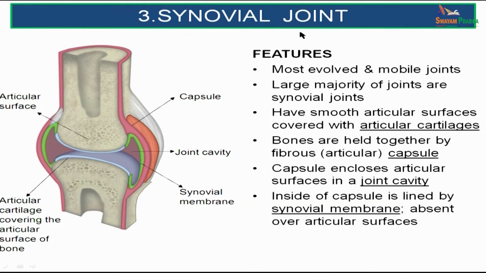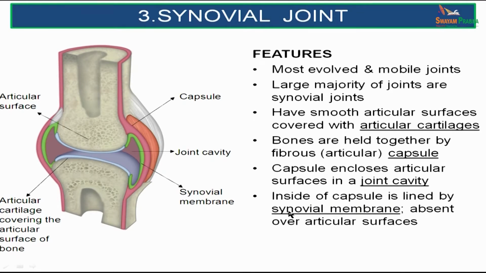Now, we come to the synovial joint. The synovial joint is the most evolved joint and the most mobile joint. Most of the joints in our body are synovial joints. They have the bones, as you can see, and the bones are covered by articular cartilage. The bones are joined together by a thick fibrous tissue which is called the capsule. So, within the capsule and between the bones is a space, and that space is called the joint cavity. So, synovial joints have a joint cavity.